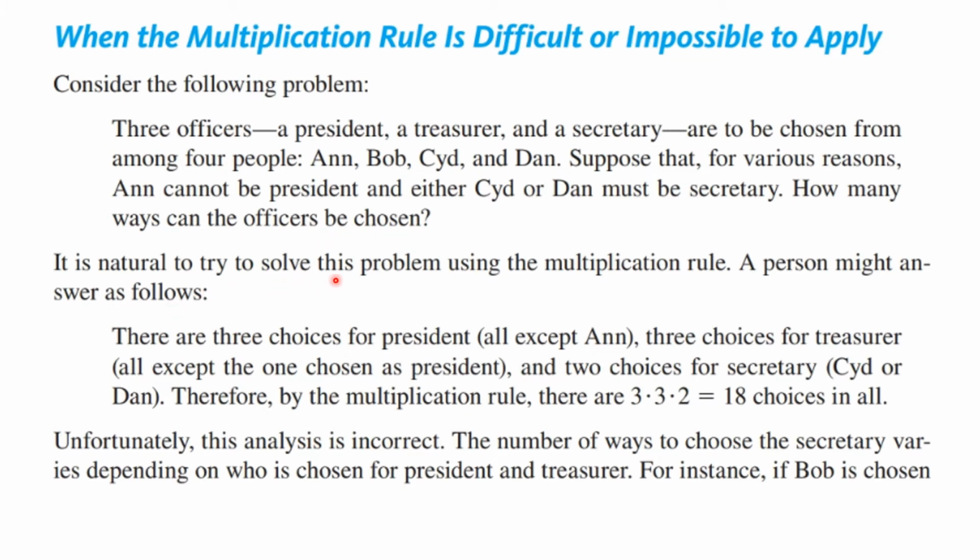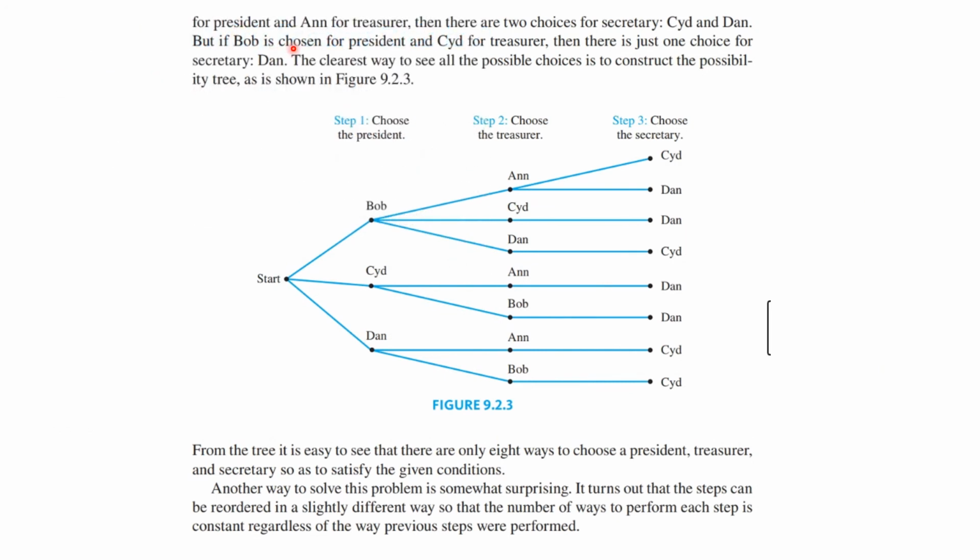Now, it's natural to try to solve this problem using the multiplication rule, and you could say, oh, there are 3 ways times 2 ways, 18 choices. But unfortunately, that is incorrect, because the number of ways to choose the secretary varies depending on who is chosen for president and treasurer. For example, if Bob is chosen for president and Ann for treasurer, there are 2 choices for secretary. But if Bob is chosen for president and Sid for treasurer, there's only 1 choice, Dan.